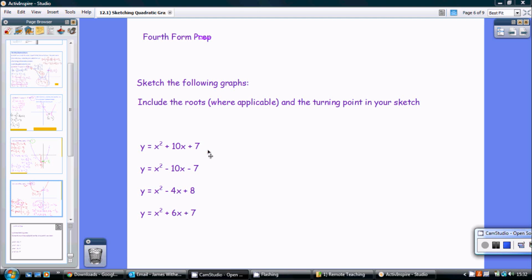So just to repeat that before you have a go, I want you to sketch it, and to include the minimum point and also where it crosses the y-axis. So please have a go on these. Pause the video now and then I'll reveal the answers in a moment.